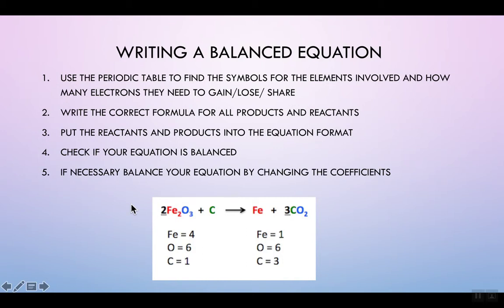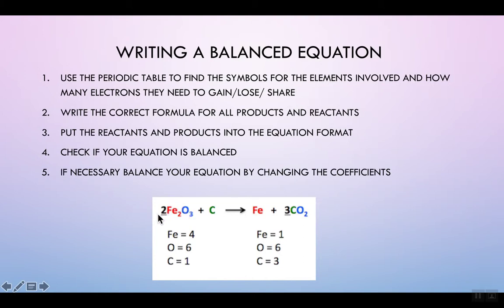So if you are balancing an equation from scratch, first thing you need to do, use the periodic table, find the symbols for the elements involved and figure out how many electrons they need to gain, or lose, or share. Using that information, you'll then write in the correct formula for all your products and your reactants. Once you've got those formulas, you put the reactants and the products into that equation format.